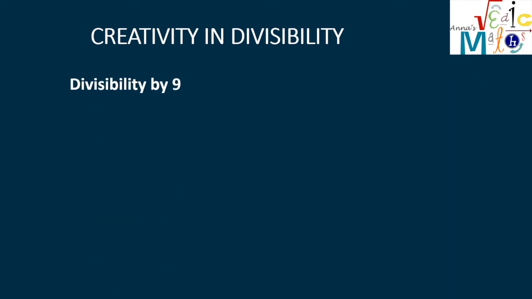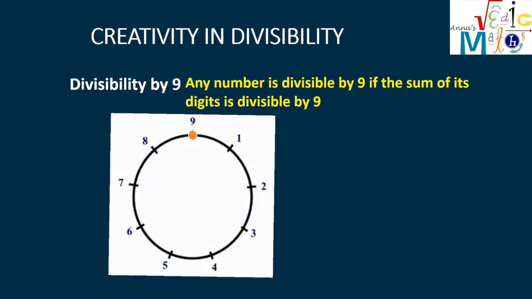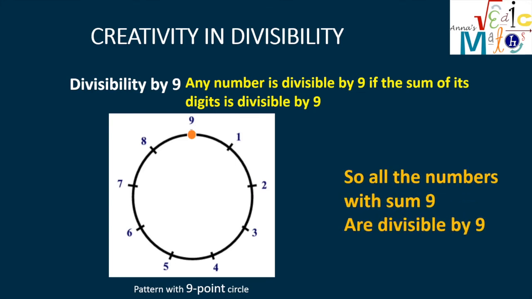Divisibility by 9. When we add the digits of a number divisible by 9, we always find 9. So the pattern with the 9-point circle is 9. Very easy to remember. So all the numbers with digit sum 9 are divisible by 9.